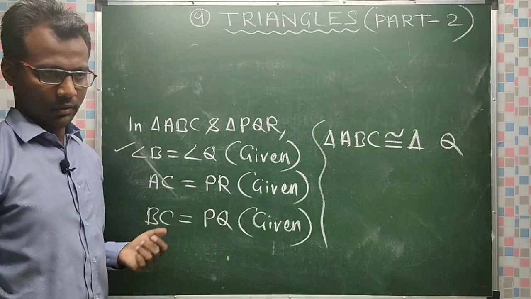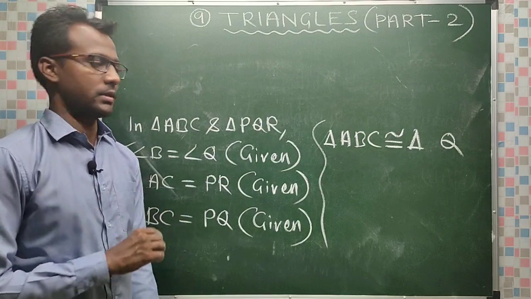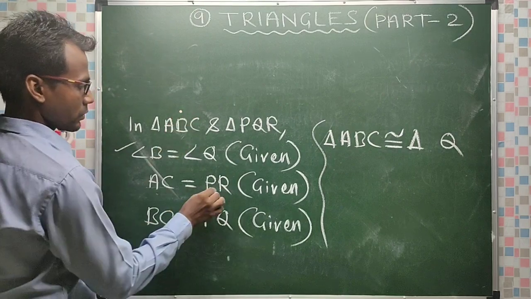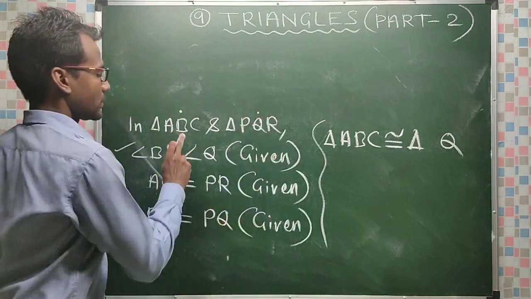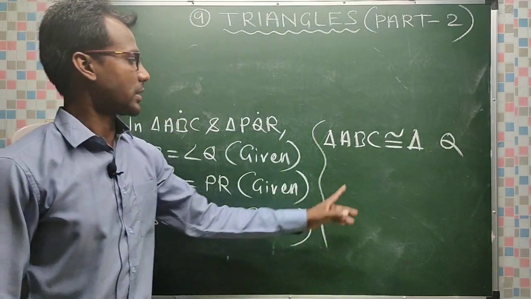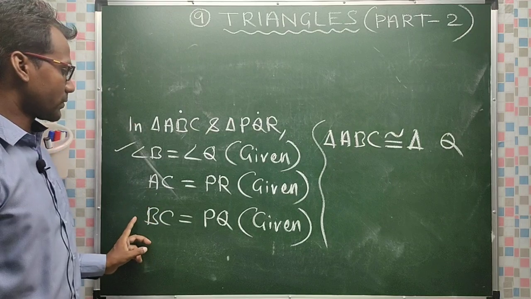AC is equal to PR. These two are corresponding sides. So the opposite vertices will be corresponding vertices. So which are the opposite vertices? Opposite of AC is B. Opposite of PR is Q. So B corresponds to Q. That is already written. So this did not help us. Let us move to this one.